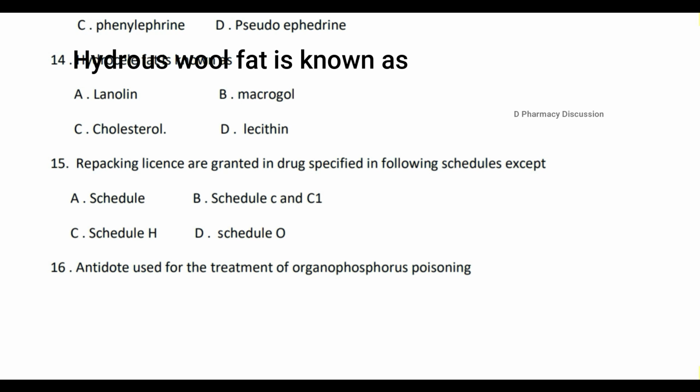15. Repacking license are granted in drugs specified in following schedule except option A. Schedule X, B. Schedule C and C1, C. Schedule H and option D. Schedule O. Correct answer is option B. Schedule C and C1.